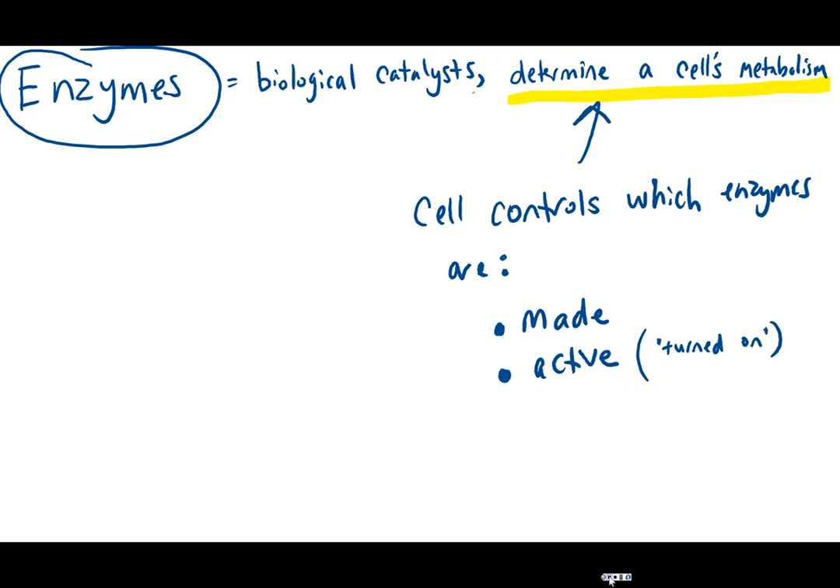So we'll see that a big part of the communication that's happening with a hormone might be to turn on the production of an enzyme or turn off the production of an enzyme, or maybe it will be to turn that enzyme that's already present on, activate an enzyme or deactivate an enzyme. So we'll see these are all ways that we can change the activity of a cell by changing the enzymes that are available.